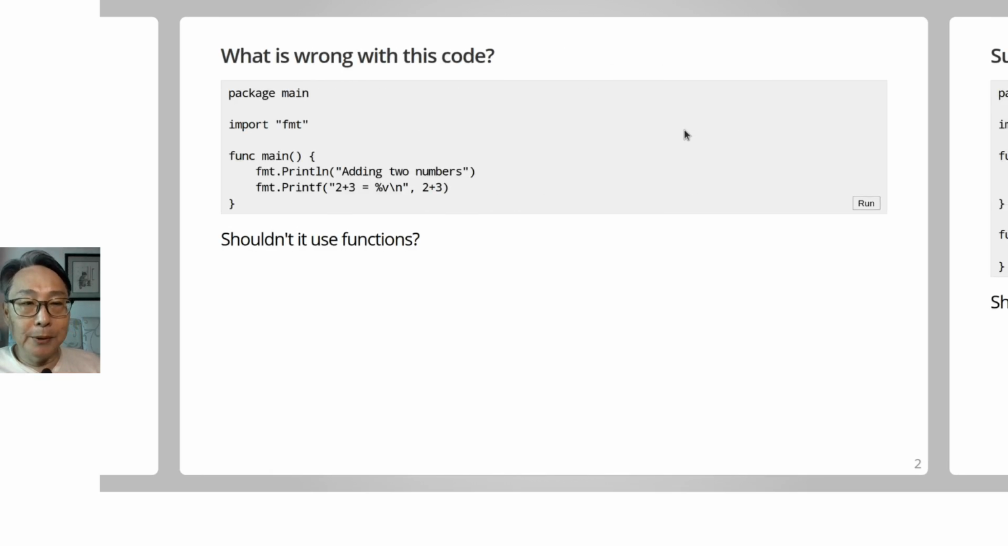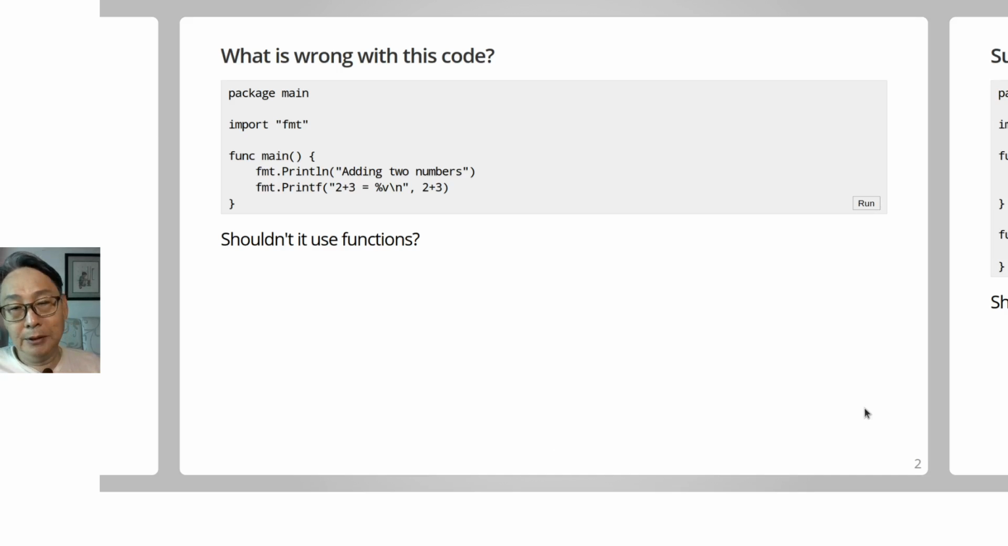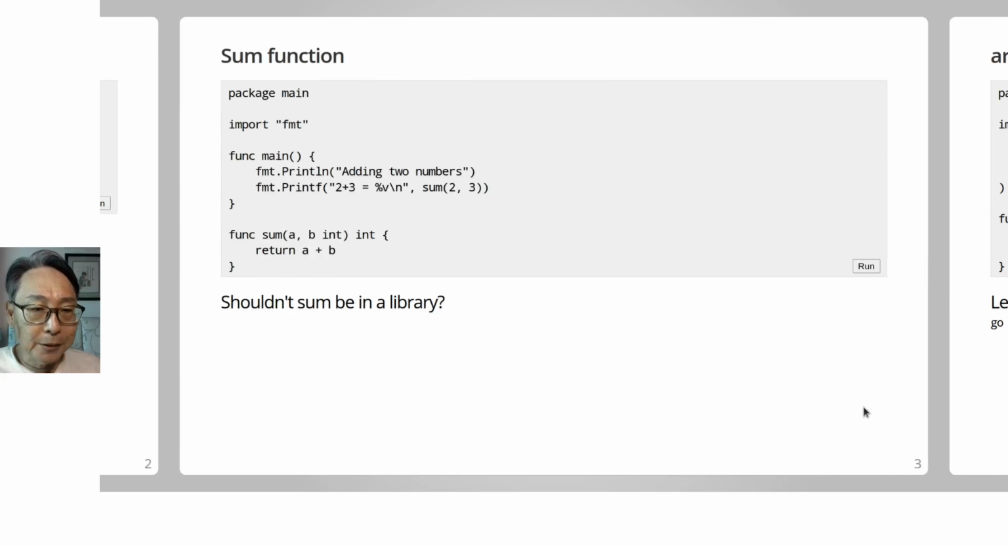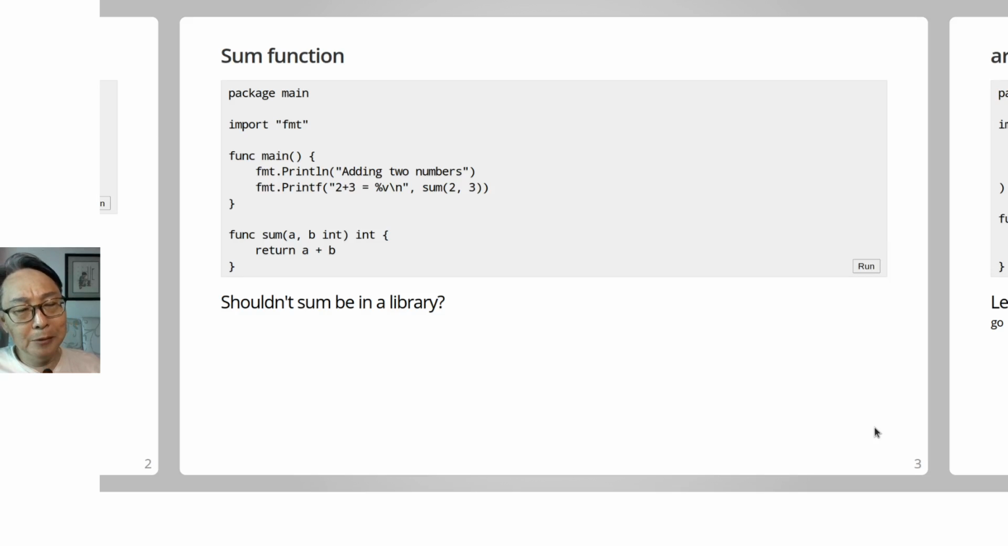So what's wrong with this code? We just want to add two numbers and true enough, it runs. But shouldn't we use functions instead? So here I've written a function and it still runs. Good. But now, because function is used all the time, shouldn't the sum function be in a library?